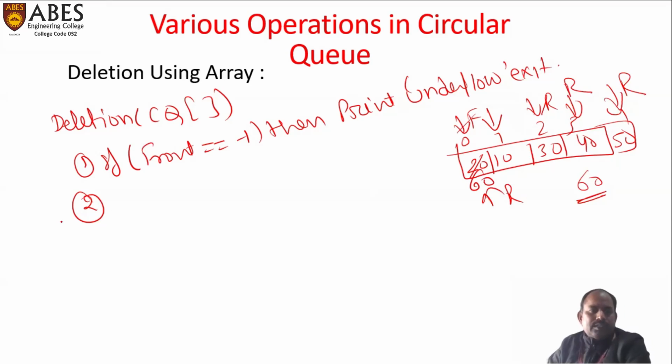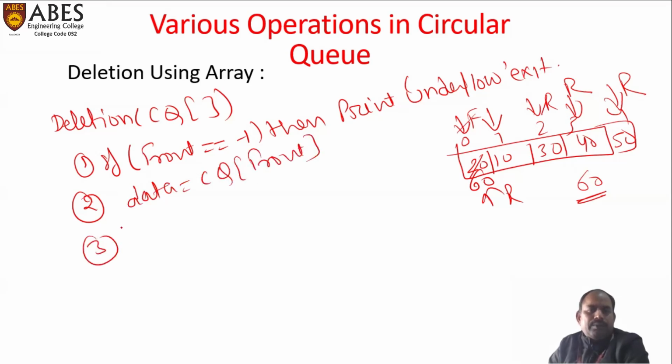The first case we have discussed: if front is at -1, then print the underflow case. In the second case, we have to store the data first. So the data is here, CQ of front value. In the third case, we have to find the appropriate value of the front variable. So what we see is, first case, if front is equal to rear, this is the case when there is a single element.